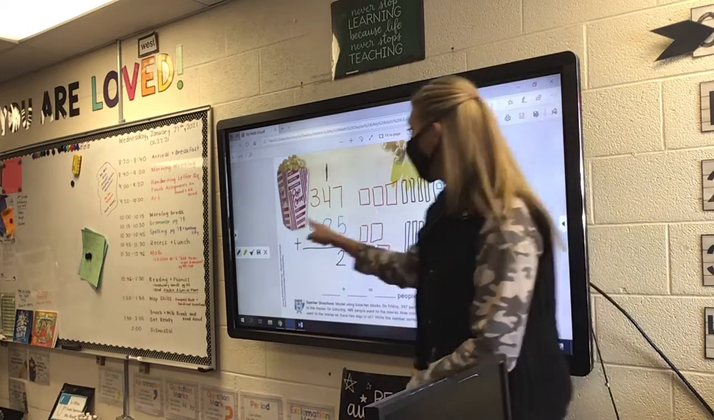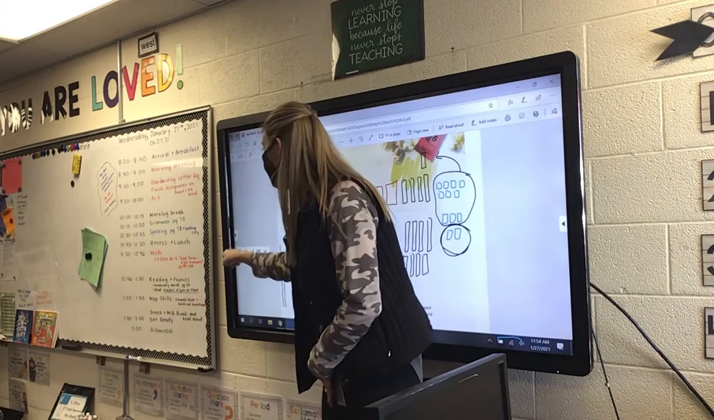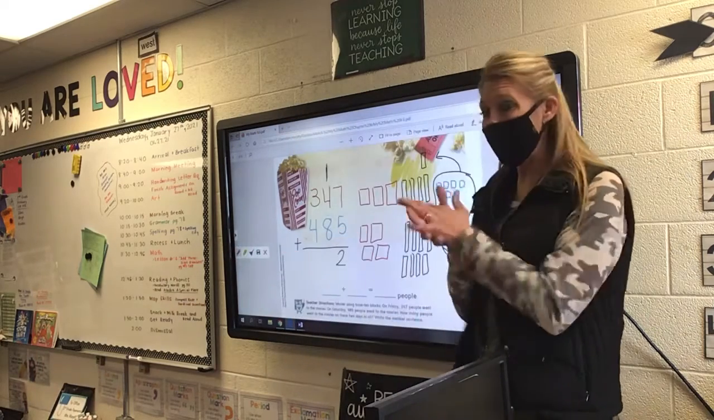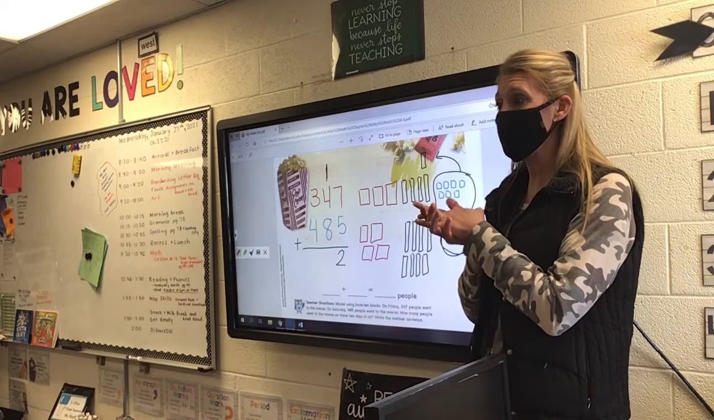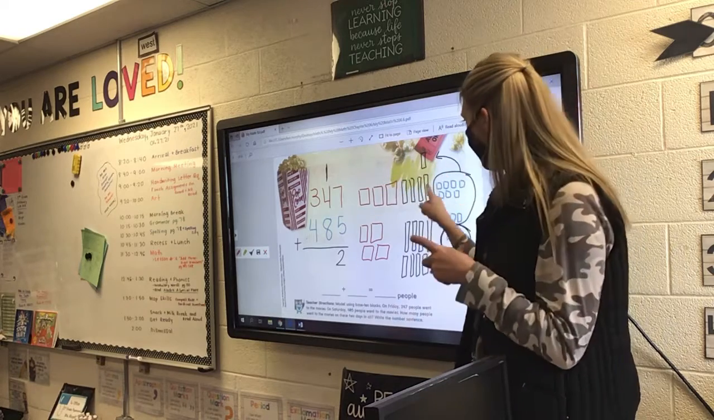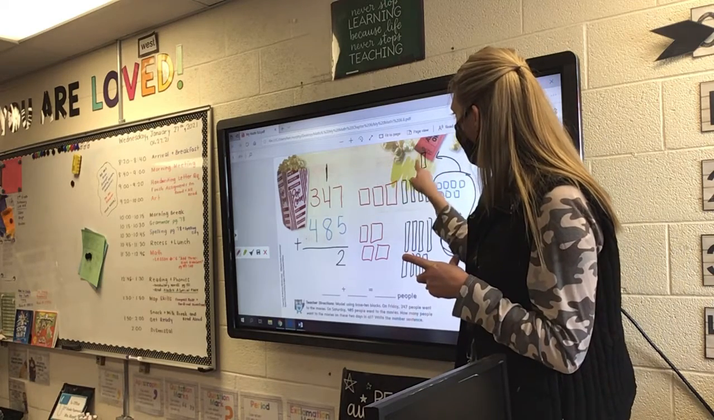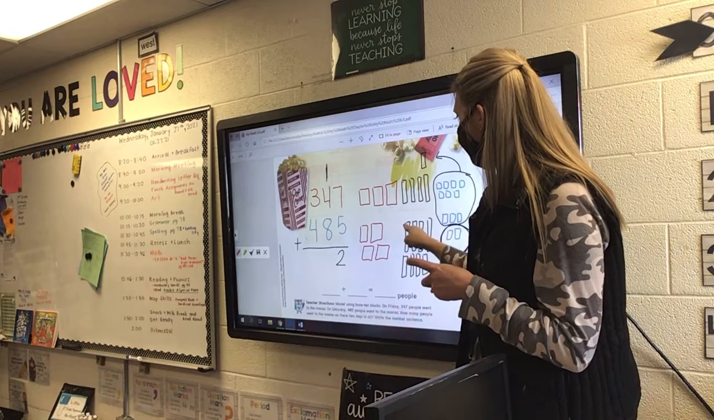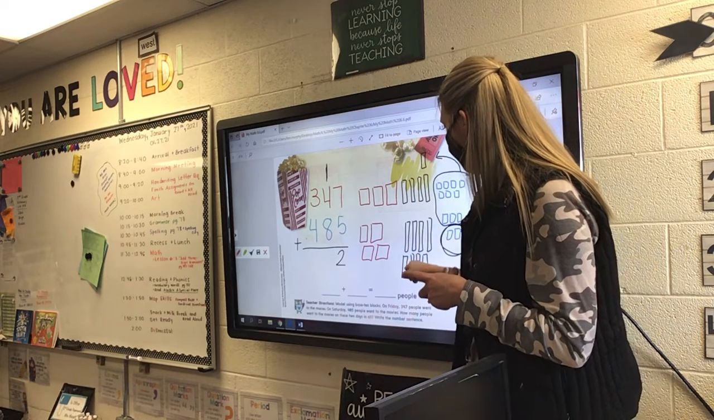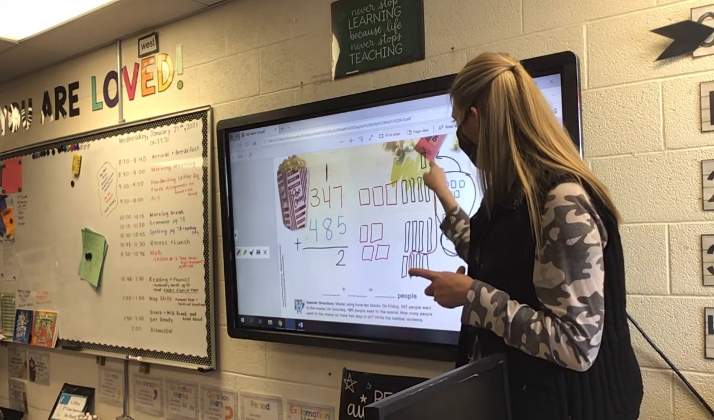So then, what I'm going to do, guys, is since it's 13, I can take 10 of them, sticks, and I can trade it for a big flat. So I'm going to circle 10 of them. I got this 1, 2, 3, 4, 5, 6, 7, 8, 9, 10. So see if you can circle 10 of them.